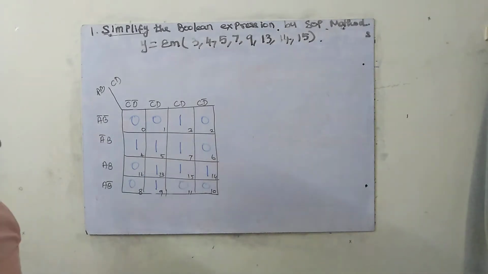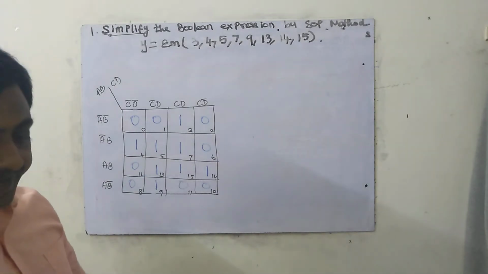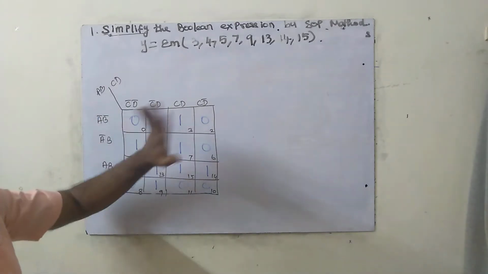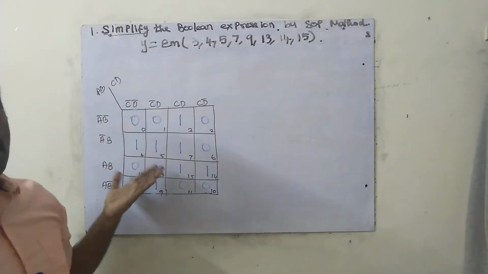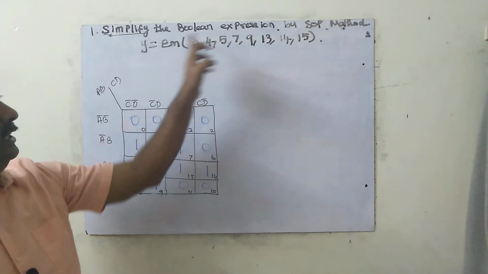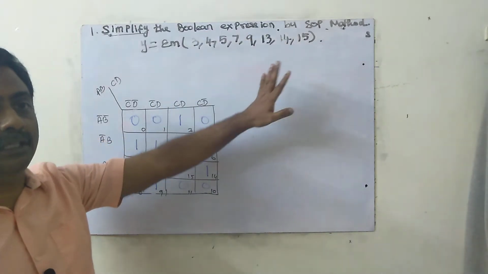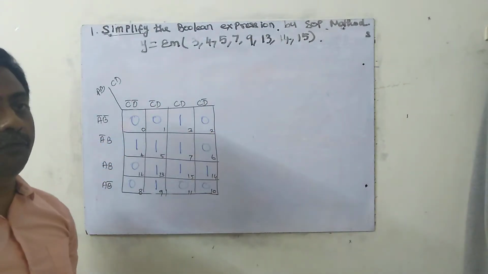Okay, how to solve this? Is it possible to box 16? 16 is not possible. 16 means there is no need for boxing; directly we can write output y equal to 1. 16 means 0 to 15. All the numbers are there, which means y equal to 1. There is no need for solving.